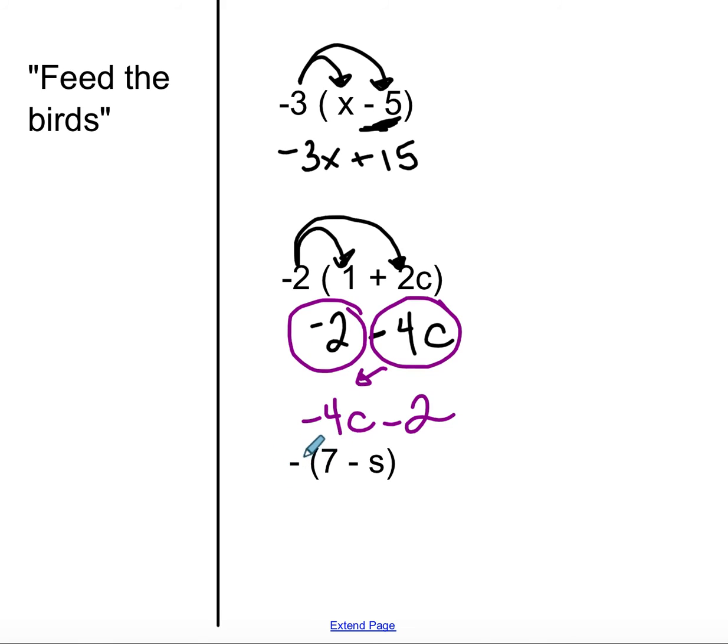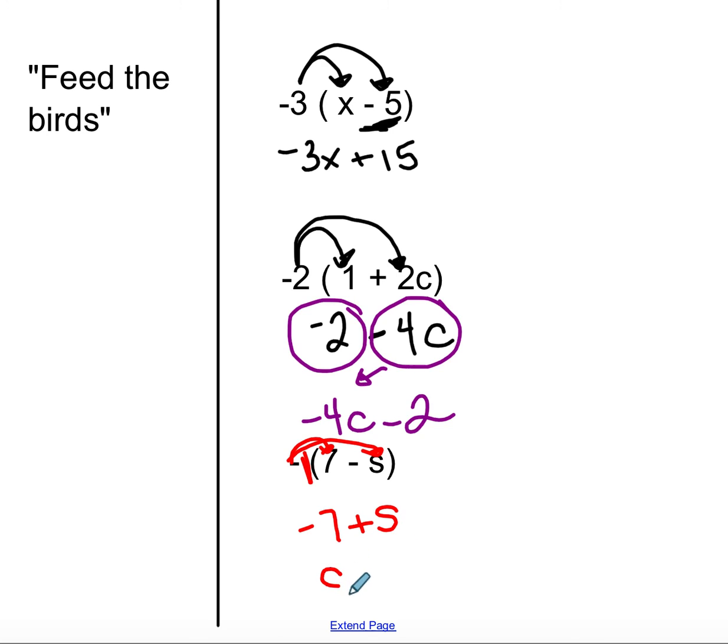All right, this last one, this one's a little tricky because how do I distribute just a negative? You can, but if you need to, realize that's just a -1 in there that we're multiplying because I have one negative. So -1 times 7 is a -7. A -1 times a -s is a positive s.